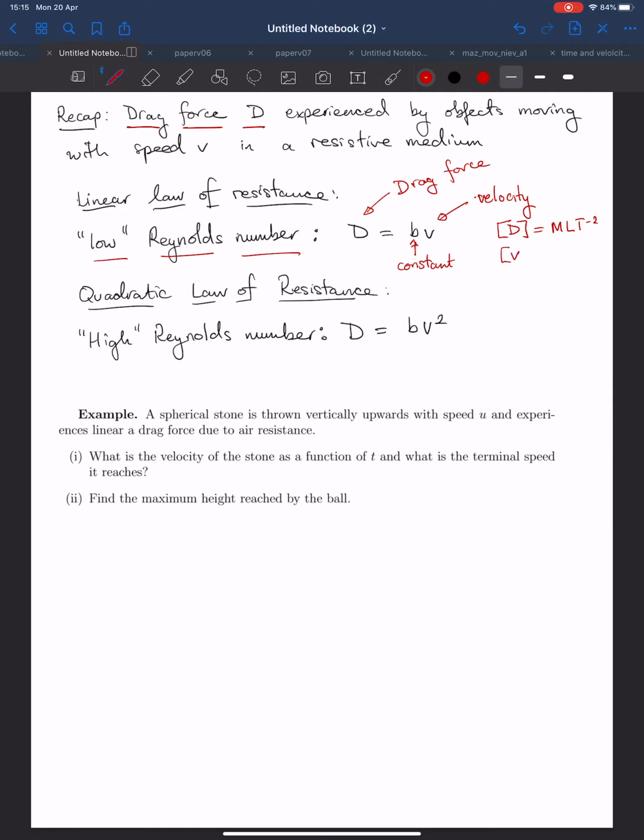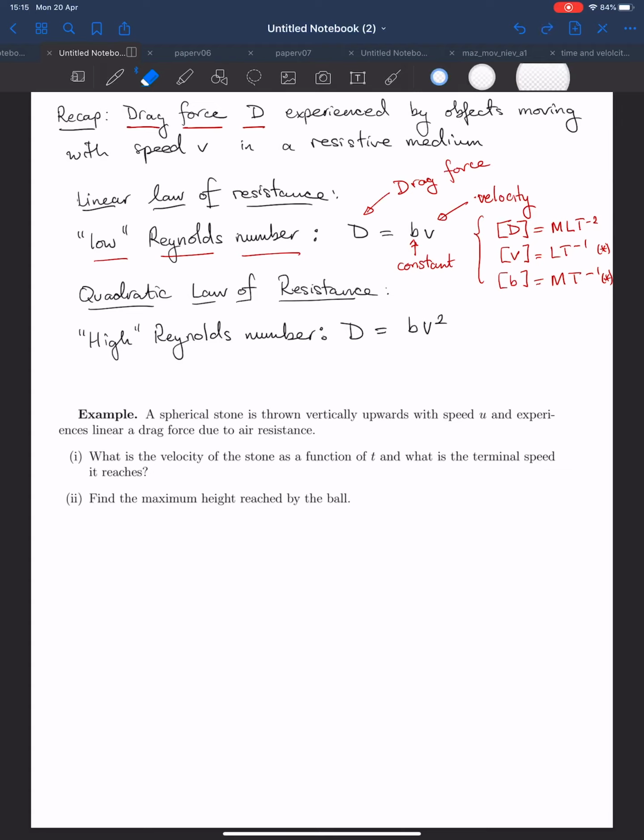We also know that the units of the velocity are quite easily written down like this. So this would imply that in this case, the units of B, in order to make this equation dimensionally consistent, should be M t to the minus 1. Okay, so if you multiply V and B together, what you'll see comes out is the units for the force D.